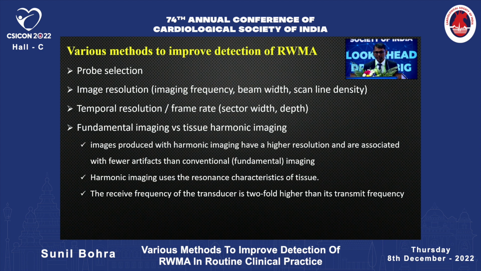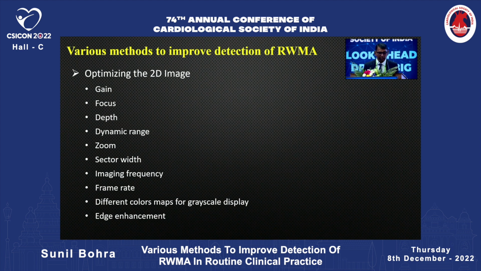The methods to improve wall motion assessment are very simple. You need to have the proper probe selection, have a good image resolution by adjusting the imaging frequency, the beam width, the scan line density, improve the temporal resolution, and then utilize tissue harmonic imaging. Nowadays all of us use tissue harmonic imaging, but we need to be aware of the differences between fundamental imaging and tissue harmonic imaging. So we need to optimize the 2D image.